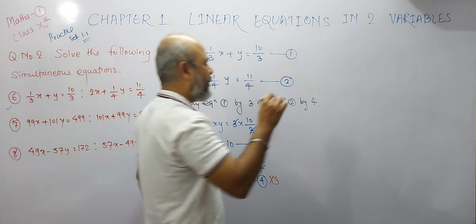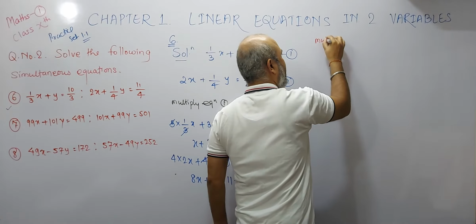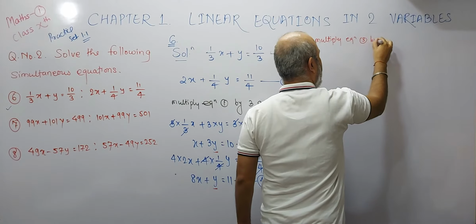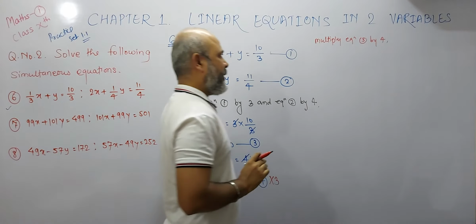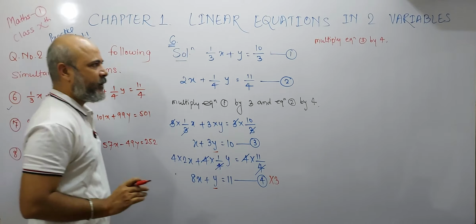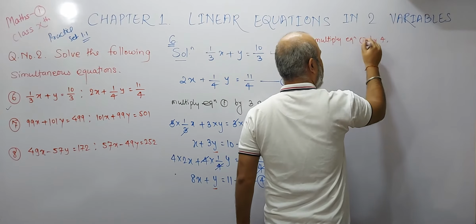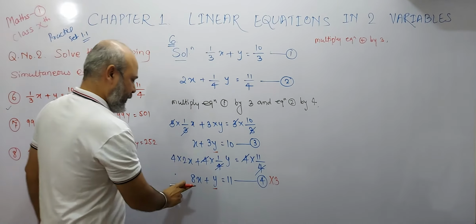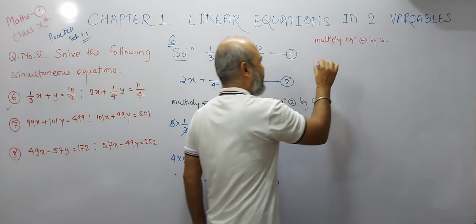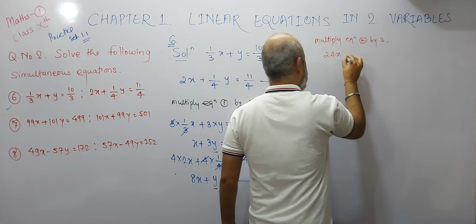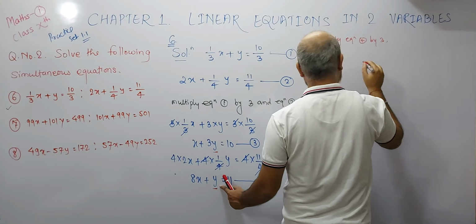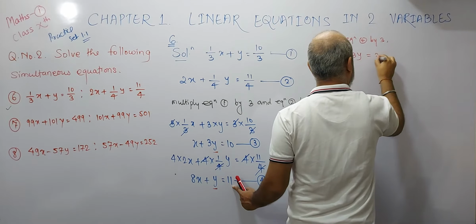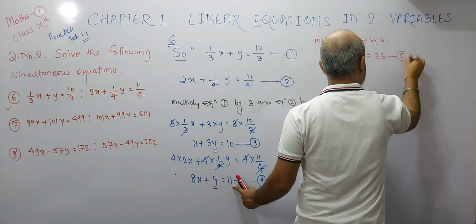So I will write here, multiply equation 4 by 3. So what you will get? You will get 24x. 8 3s are 24x plus 3y, and this is equal to 11 3s are 33. This will be equation number 5.